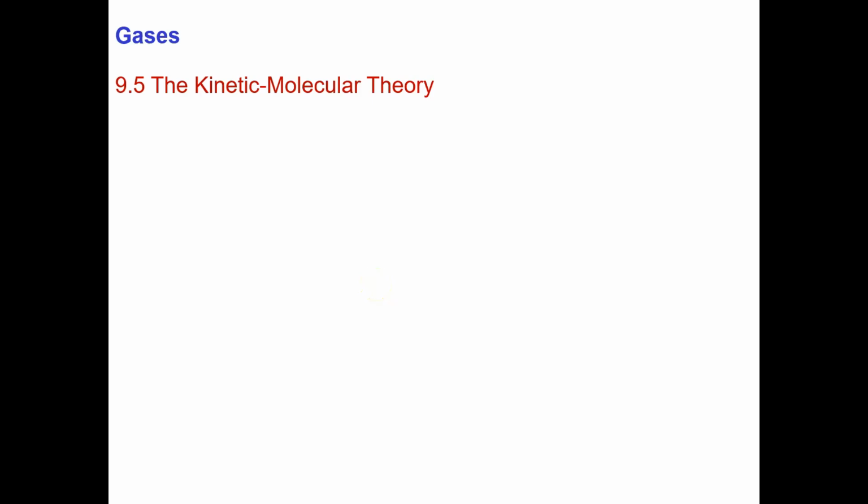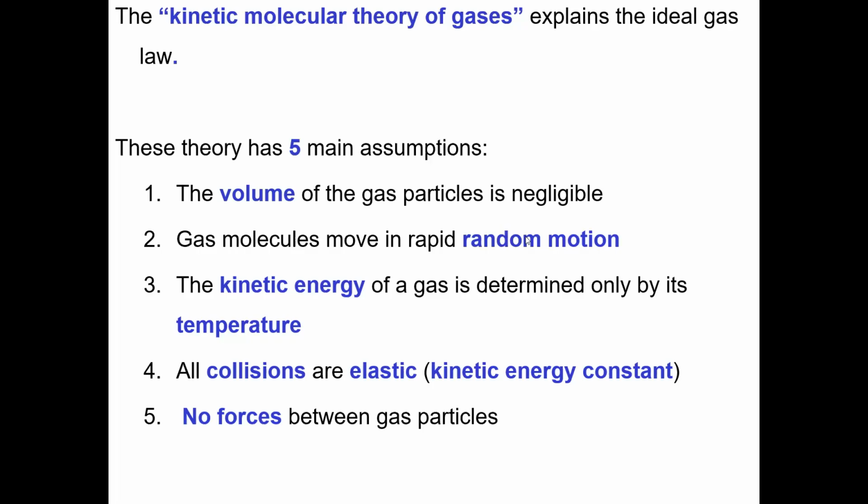As you know, one of the unique properties of gases is that the particles that comprise a gas are in rapid random motion. The kinetic molecular theory of gases attempts to explain the ideal gas law in terms of how gas particles are moving. The kinetic molecular theory of gases was built up assuming 5 main ideas.